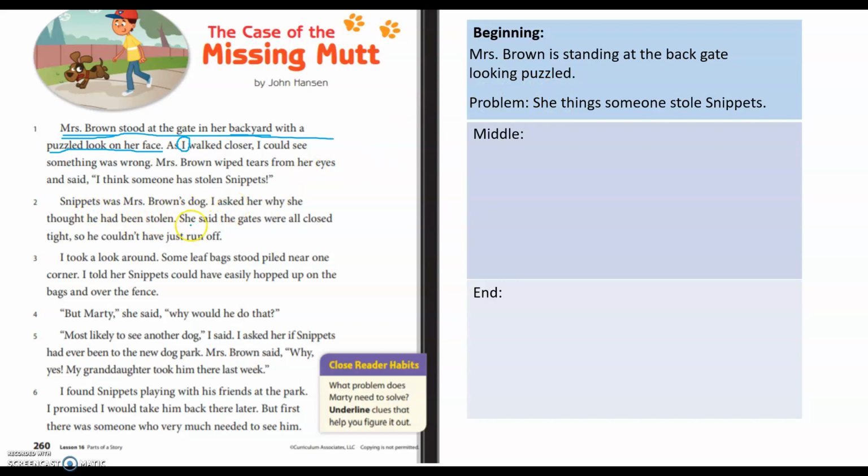I asked her why she thought he had been stolen. She said the gates were all closed tight, so he couldn't have just run off.